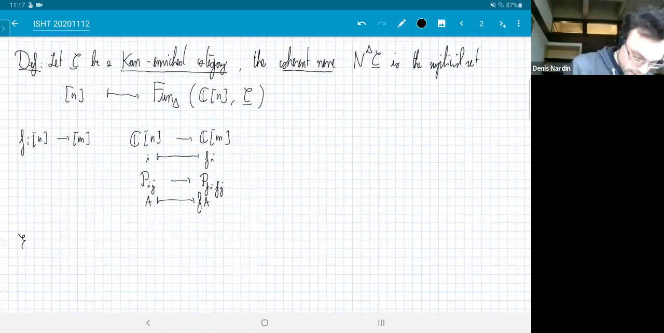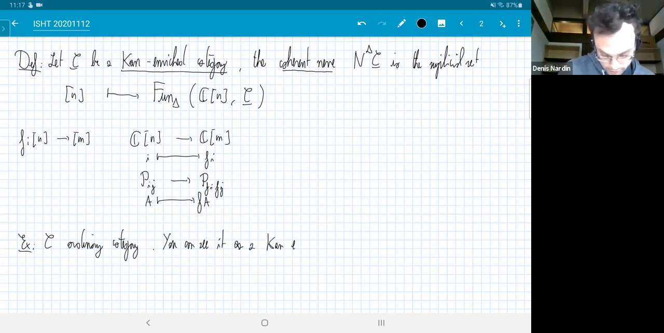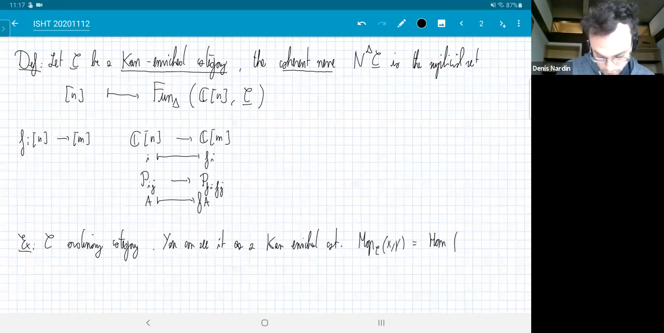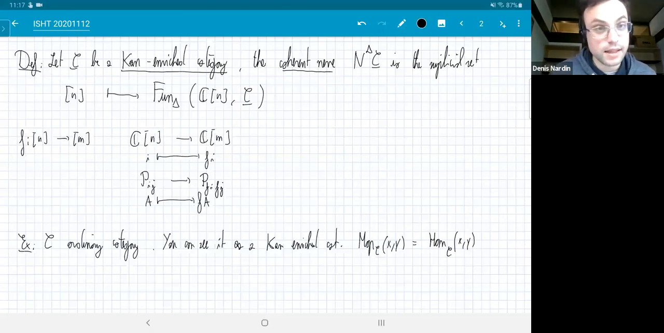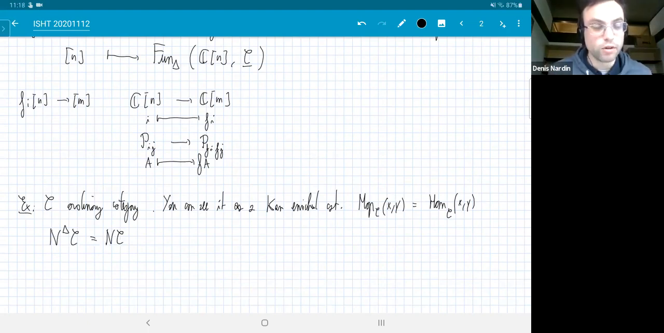And so we can give an example. Let's see just an ordinary category. You can see it as a Kan-enriched category by taking the hom as just the constant simplicial set at the set of morphisms. So there are no non-trivial homotopies. And then you can see that the homotopy coherent nerve is just the nerve, because all coherences have to collapse and just be the same.